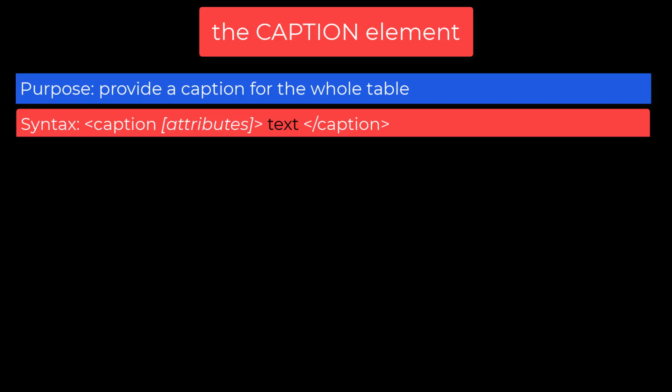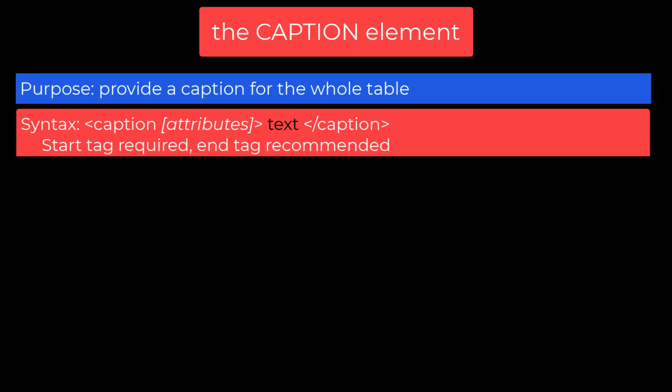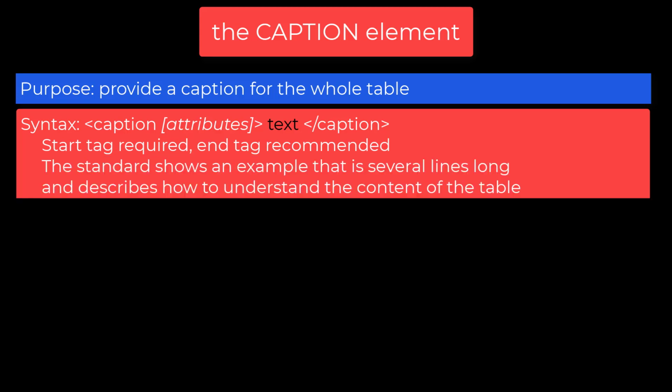Syntax: start tag, caption, possibly with some attributes, and then text, and the end tag. The start tag is required. Now the end tag can be omitted in some cases, but it's simpler to always code it in. I usually just write one line, but the standard shows an example that is several lines long and describes how to understand the content of the table. Not a bad idea.